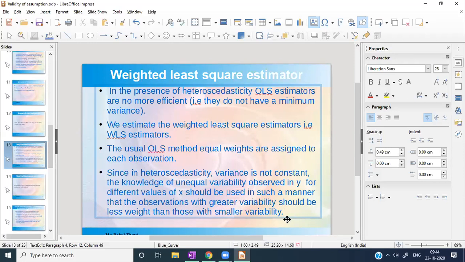So what the concept says here is, if the variance is not constant, we see the knowledge of unequal variability observed in y. So you may observe that there may be unequal variability, meaning the variance is not the same for all the values of x.